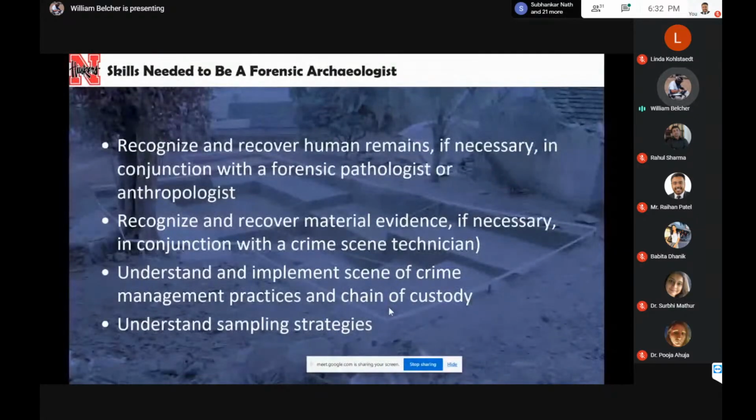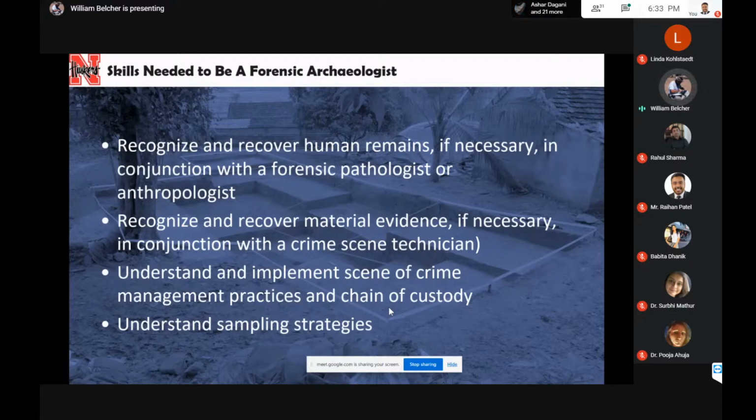So what are some of the skills that you need to be a forensic archaeologist? First of all, you should be trained in standard archaeological techniques or doing a forensic archaeology field school, which are becoming more and more common. And like I said, this is something that we would like to assist with developing as part of the curriculum for the National Forensic Science University. So you have to be able to recognize and recover human remains in conjunction with a forensic pathologist or anthropologist.